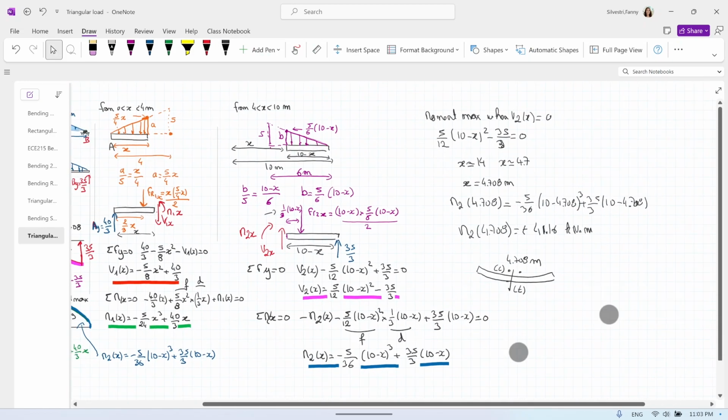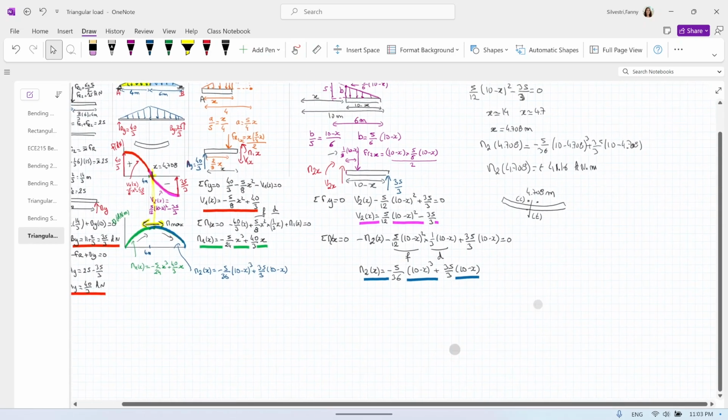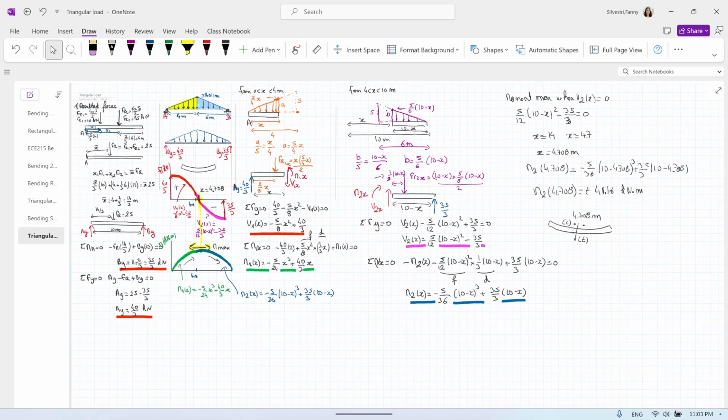I think that concludes what I have to say about this example of triangular load. I know we did a lot of steps, but I think everything makes sense. Almost broke my chair.